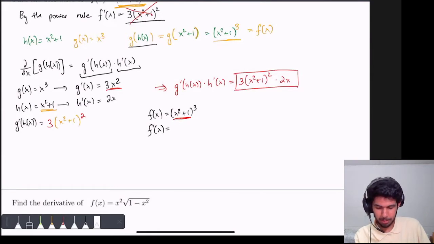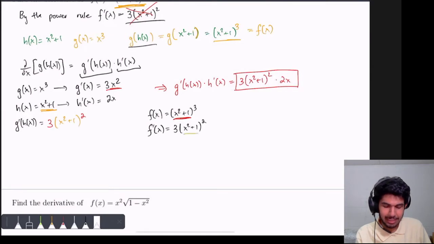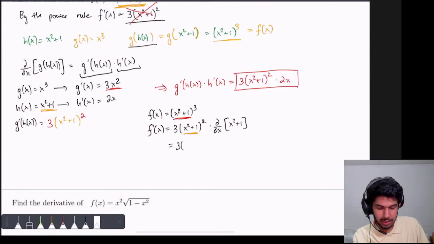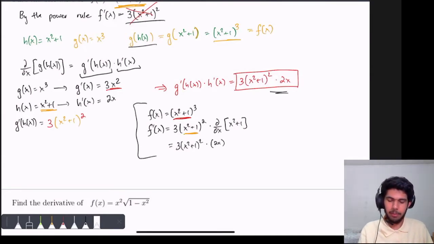So we will apply the power rule. This would be 3, and then we'll keep this, we won't have to worry about it, squared. That's just the normal power rule. But now we have to multiply by the derivative of the stuff inside. So take the derivative of the stuff, multiply it with the derivative of x squared plus 1. And that will give us 3 times x squared plus 1 squared times 2x, which is what we got here. So that's the quicker approach to doing it. But I like the first approach when we're first learning it because it shows how the function decomposes into two separate functions.